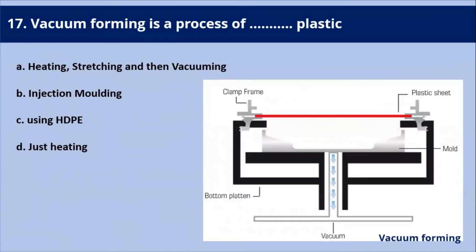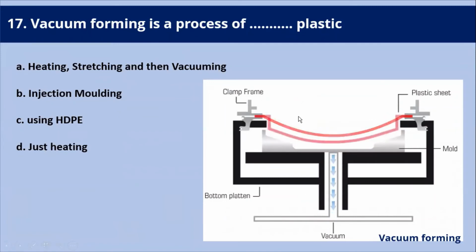Then next question. Vacuum forming is a process of dash plastic. Vacuum forming is, I can say, the simplified version of thermoforming, where a sheet of plastic is heated to a forming temperature, stretched onto a single surface mold, and forced against the mold by a vacuum.